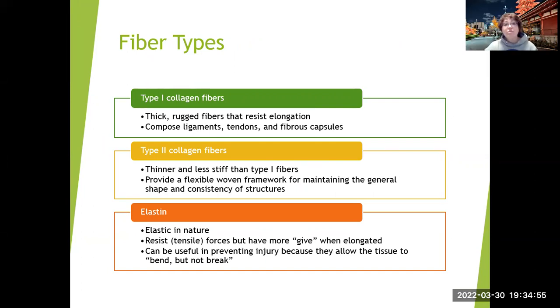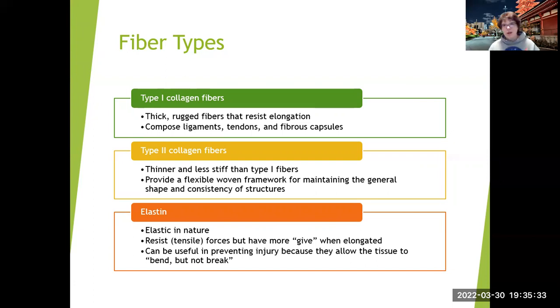Type 2 collagen fibers are thinner and less stiff than type 1 fibers. They often provide a flexible woven framework for maintaining the general shape and consistency of structures. So we have a lot of fibrous connective tissue in our body that holds everything together. In the joint capsule lecture, there was a cadaver picture that showed the synovial joint capsule, and you saw that webbing of connective tissue that was around the joint. So a lot of that is composed of type 2 collagen fibers.